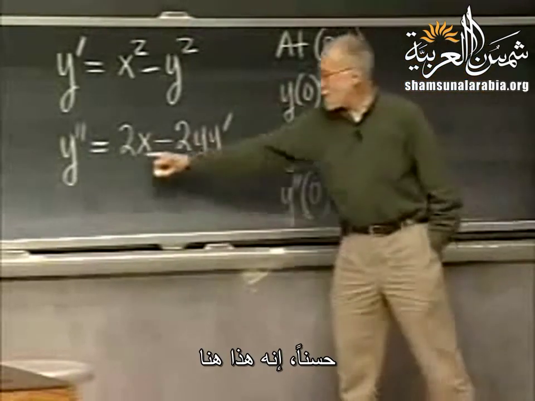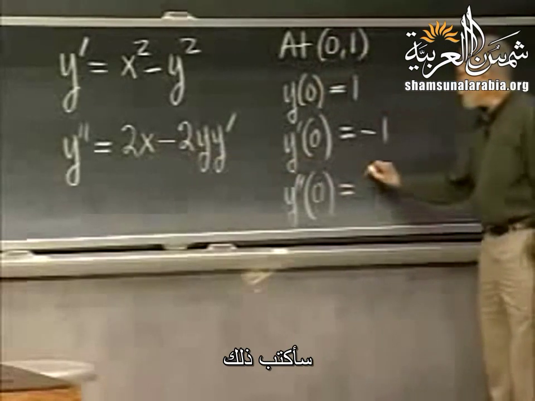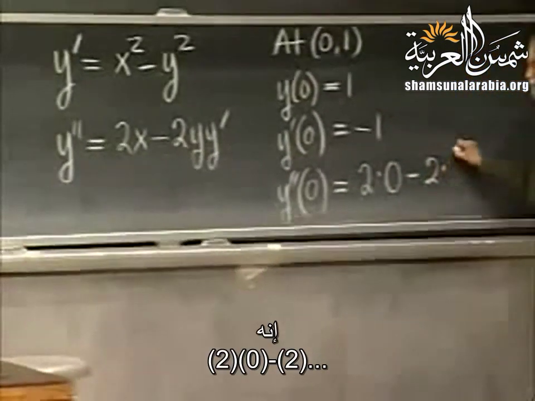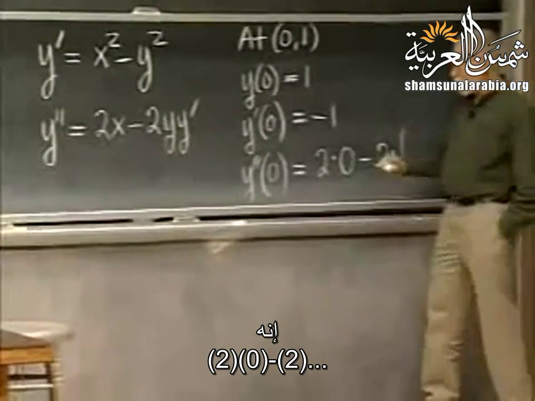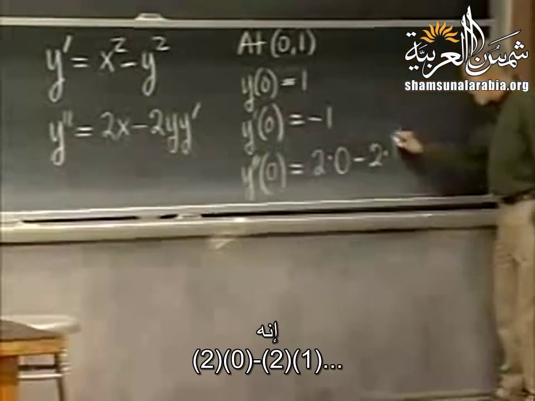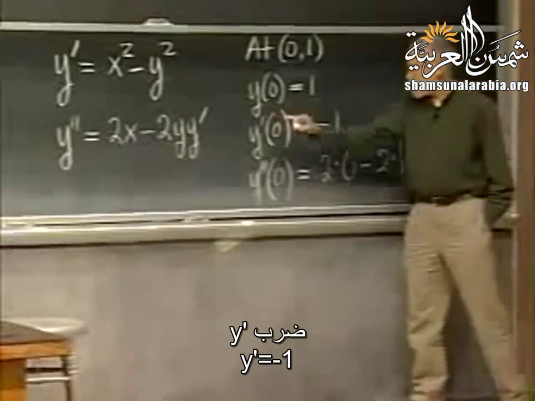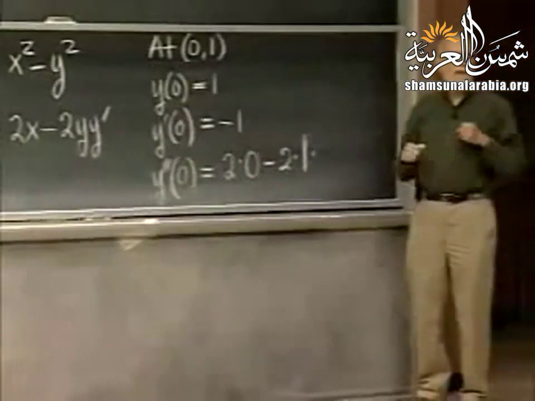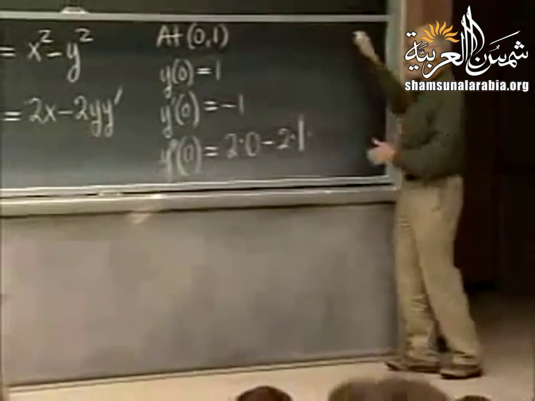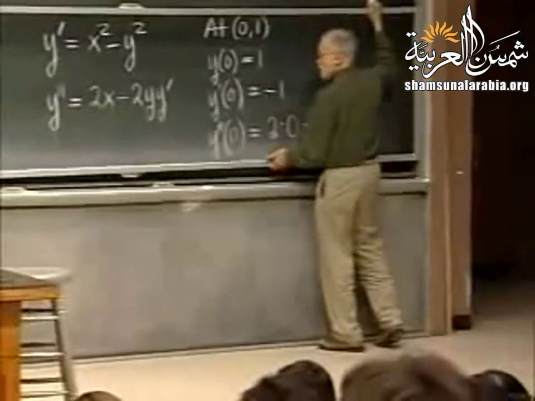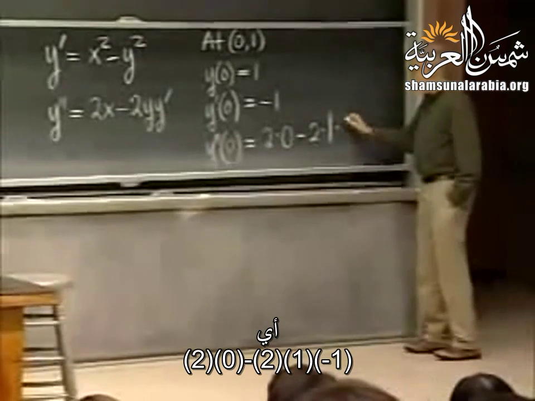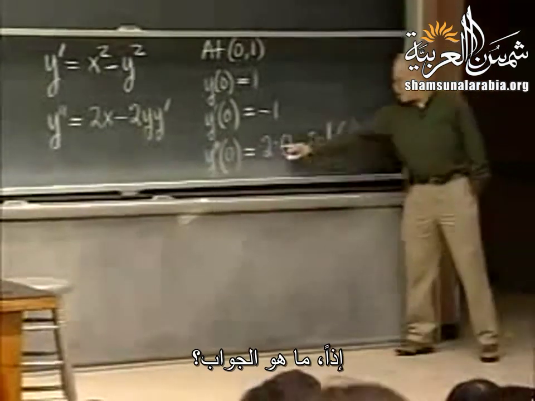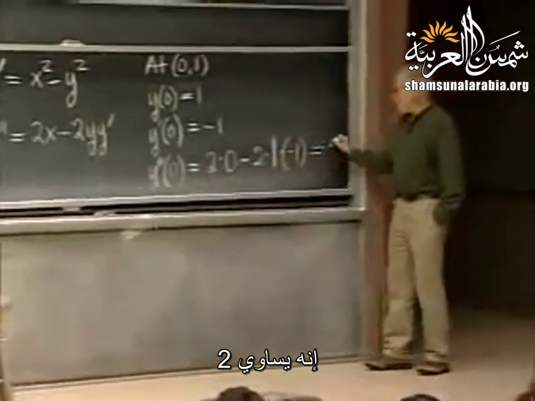And now the new thing is, what's y double prime of 0? Well, I'll write it out. It's 2 times 0 minus 2 times y, which is 1, times y prime, which is negative 1. You want to see we're pulling ourselves up by our own bootstraps, which is impossible, but it is not impossible because we're doing it. So what's the answer? 0 here, 2.